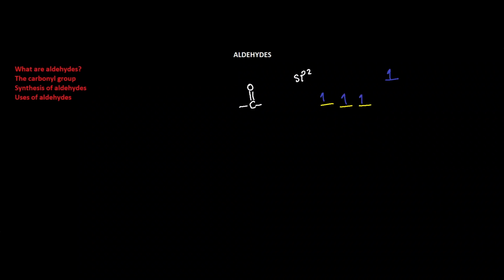One of the hybridized orbitals is used in forming a single bond with carbon on one hand. So we have a single bond here with carbon, and the other hybridized orbital is used in forming a single bond with hydrogen on the other hand. So we have hydrogen here, and of the 2 bonds that exist between carbon and oxygen, one bond is a sigma bond and another bond is a pi bond.